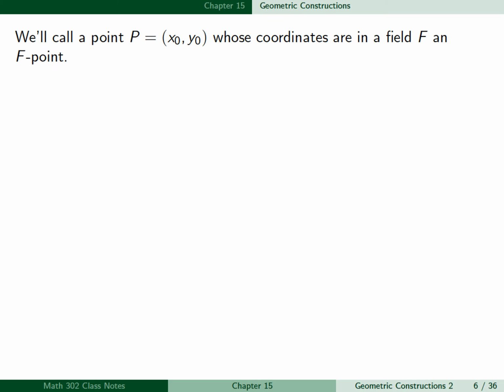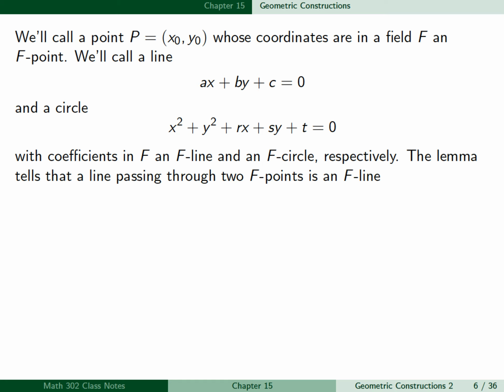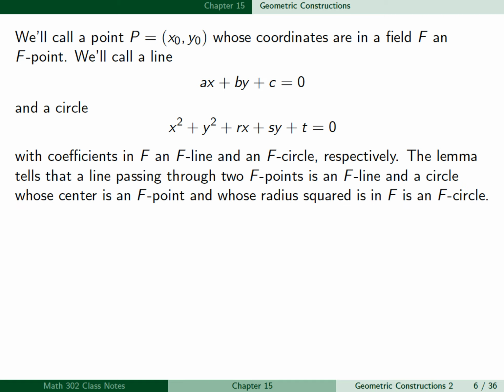Now we'll call a point P equal to (x0, y0), whose coordinates are in a field F, an F-point. We'll call a line ax plus by plus c equals 0, and a circle x squared plus y squared plus rx plus sy plus t equals 0, with coefficients in F, an F-line and an F-circle, respectively. The lemma tells us that a line passing through two F-points is an F-line, and a circle whose center is an F-point and whose radius squared is in F is an F-circle.